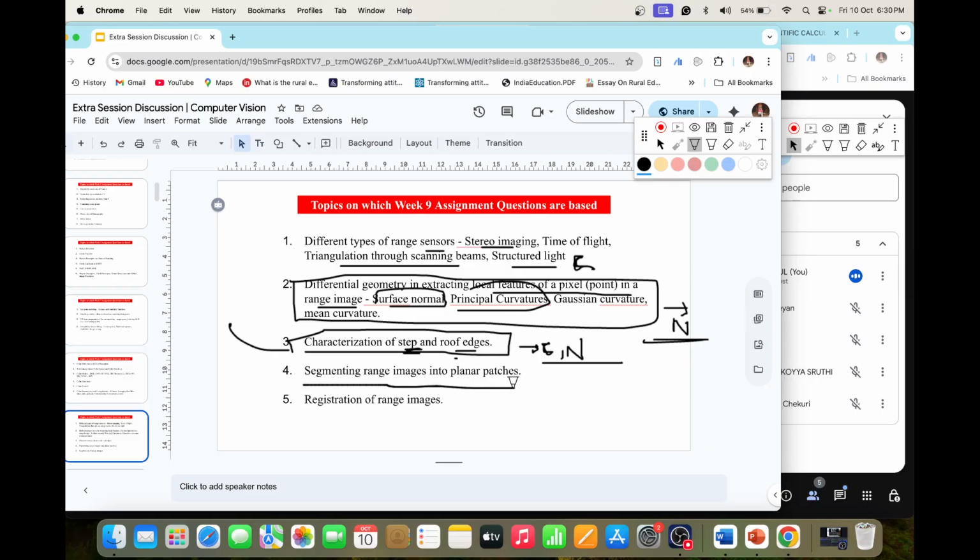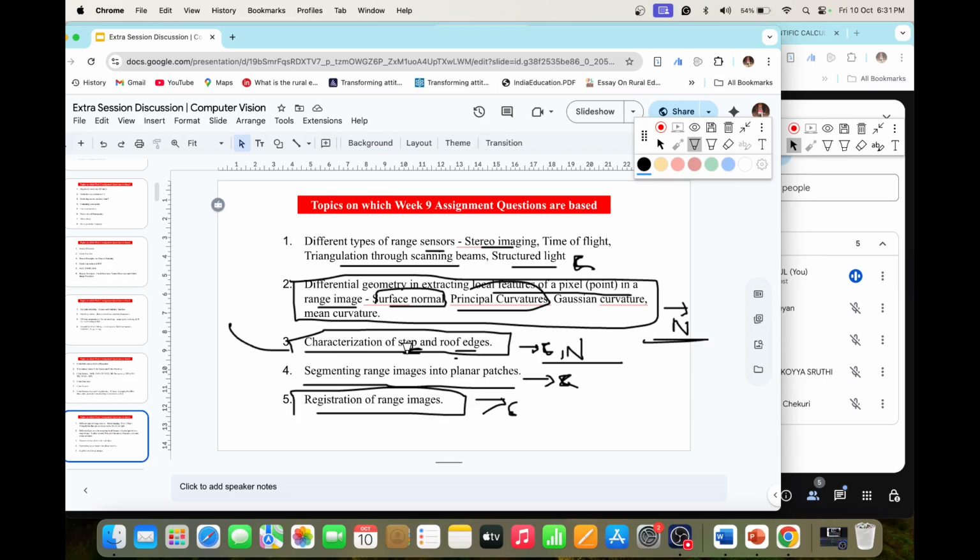And then there is segmenting range images into planar patches. This is important only from a conceptual point of view. Here you get two concepts, one is NPS and another is DNP. Please go through what NPS is and what DNP is, so you get a clearer view. And at last you have registration of the range images, which is also important conceptually. From a numerical point of view, these two are important.